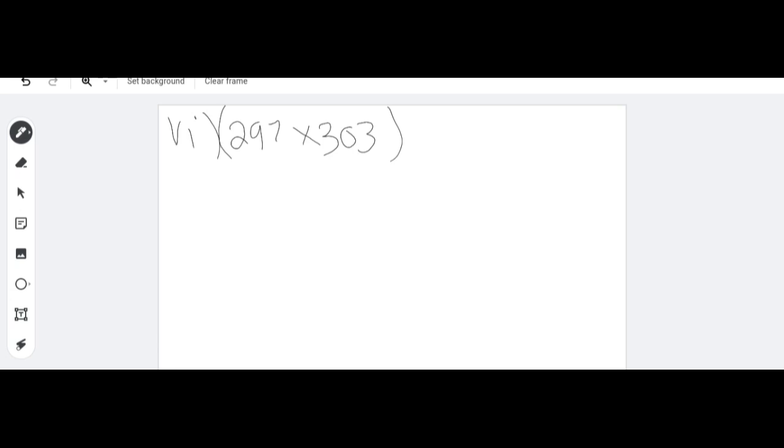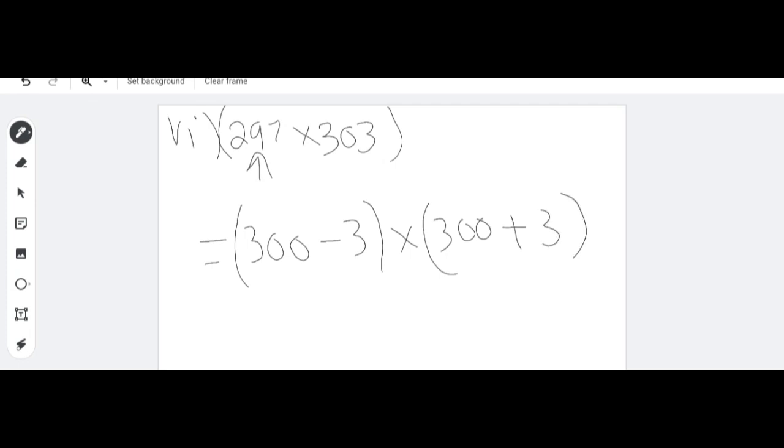there is no square in between them. So I have to make a number that is exactly the square of them. Okay. So 297. If I write 300 minus 3, it will give me exactly 297. Then 300 plus 3 will give me 303.